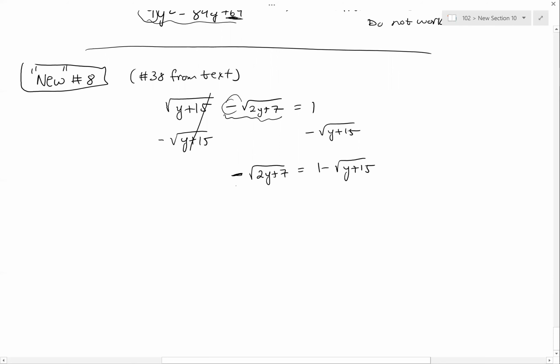Once you have a radical term isolated, if you do not like that minus sign out front, you can multiply both sides by a -1. I'm not going to worry about that, but again, that's your option. At this step, I'm going to square both sides.